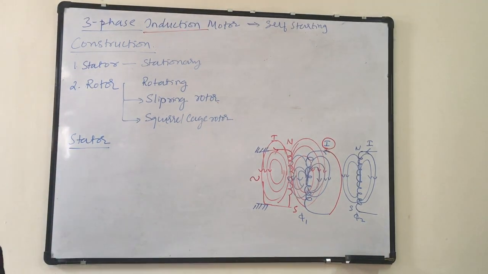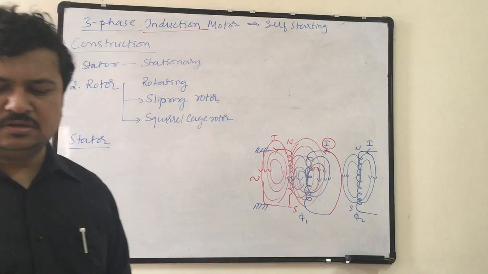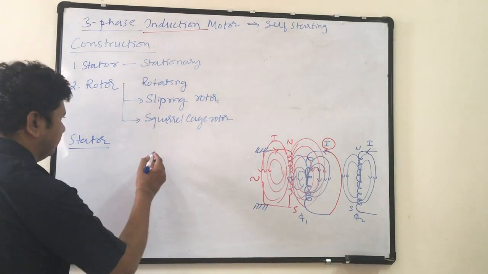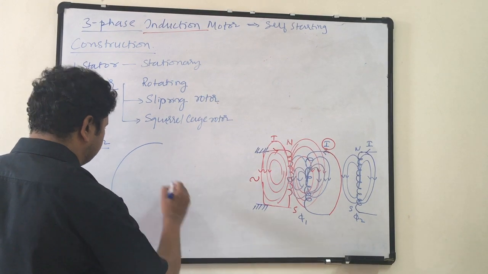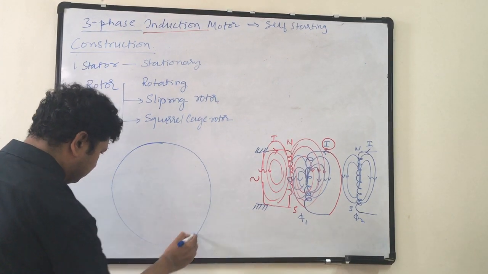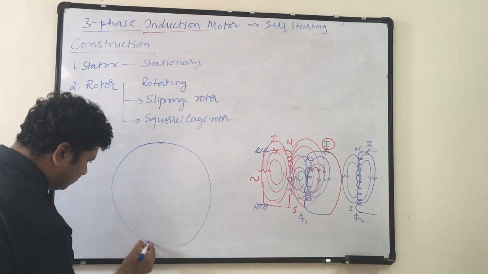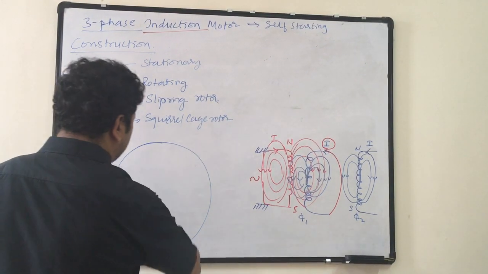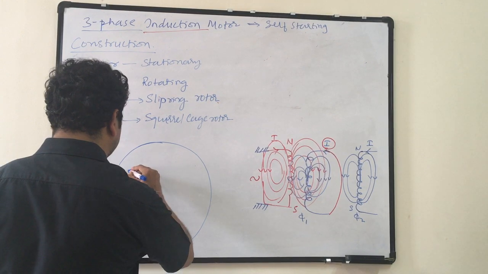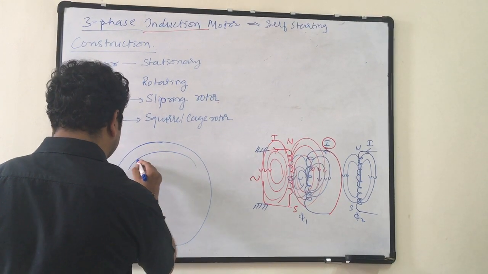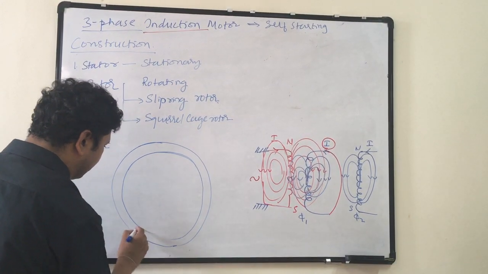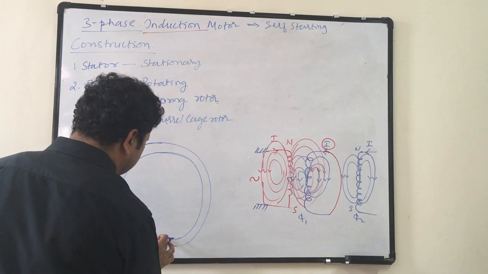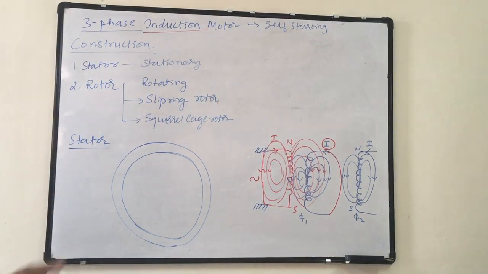The stator of a three-phase induction motor is exactly like the stator of a synchronous generator. There is no change. It is a hollow cylinder. In generators we call the stator the armature. In the induction motor we call the stator a stator. We don't call it armature or anything. It is a stator and it is a rotor.